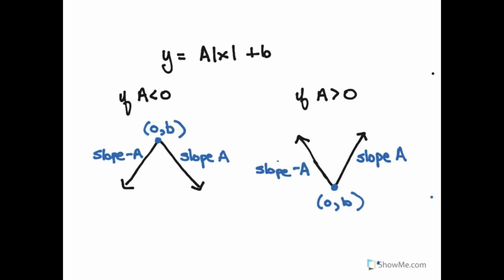In the last video, we looked at what happens to the absolute value equation with a multiplier and/or a constant added outside the absolute value. So if the multiplier is greater than 0, we have a V facing up. And if the multiplier is less than 0, we have a V facing down. The arms of the V have slope minus a and positive a, respectively, and the vertex is at the point 0, b.